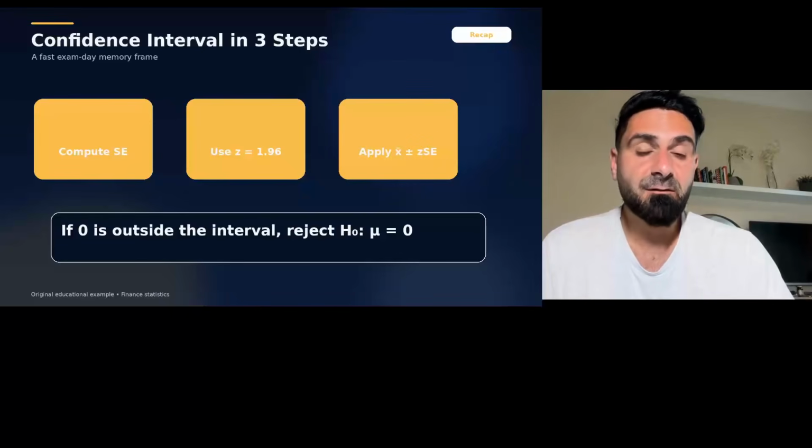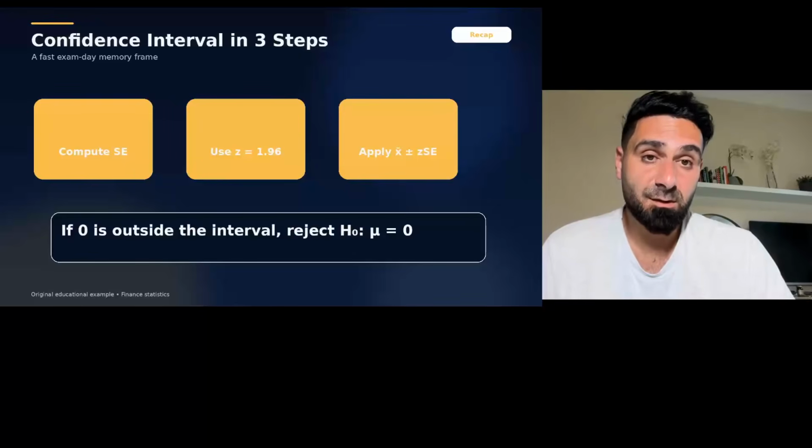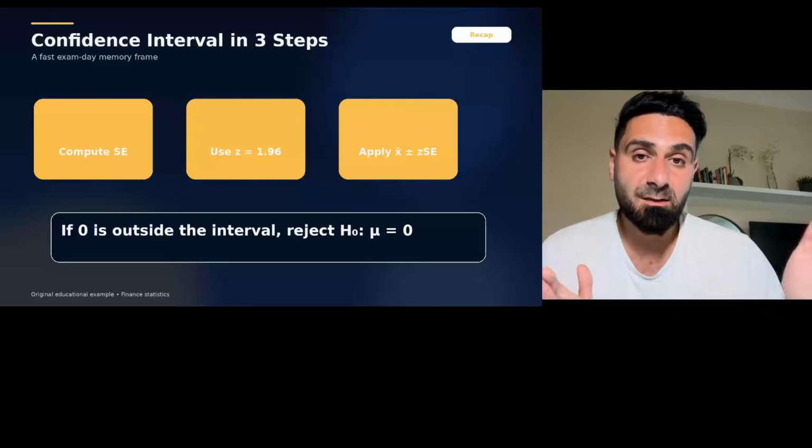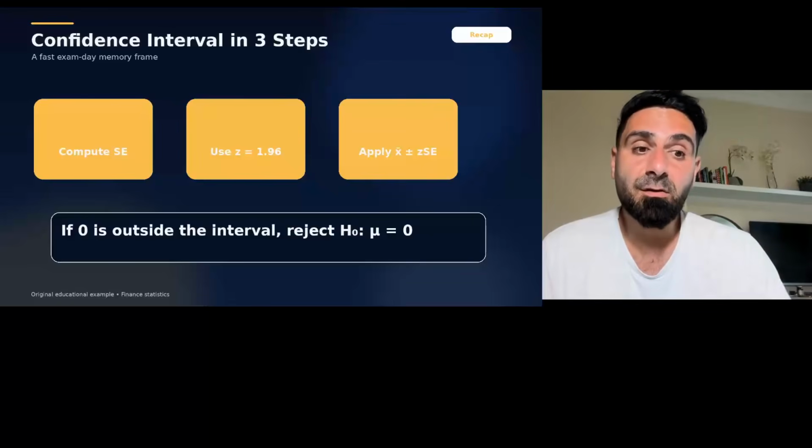As we mentioned, if the H0, which is the null hypothesis, is suggesting that the mean is 0, you will need to reject the H0, and you will need not to reject the alternative hypothesis in this case, because all the interval is outside the 0 zone. It's above 0 simply.